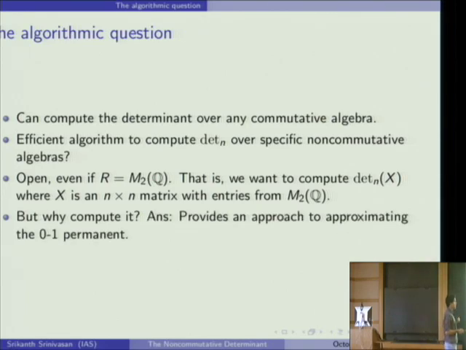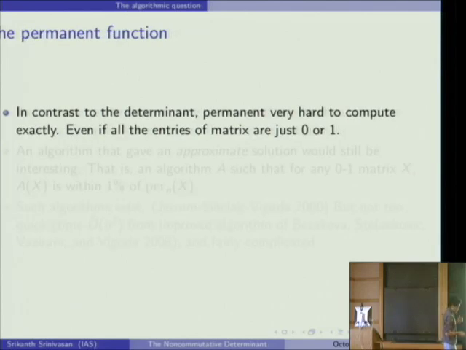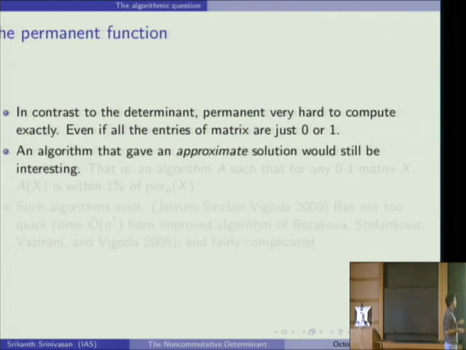It turns out that this provides a kind of approach to approximate a very related but hard to compute function, the 0-1 permanent. Let me tell you a little bit more about this connection. For now we are working over, say, the rationals. There is no non-commutative algebra, and we know in this very restricted setting that the permanent is very hard to compute, even if all the entries of the matrix are just 0 or 1. So we know that the permanent is an extremely hard function. And in this setting, it turns out that for many applications, even an algorithm that gave an approximate solution to the 0-1 permanent would be interesting.